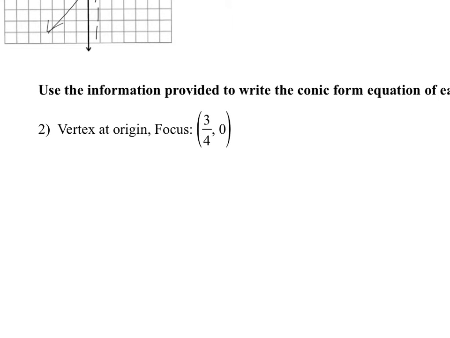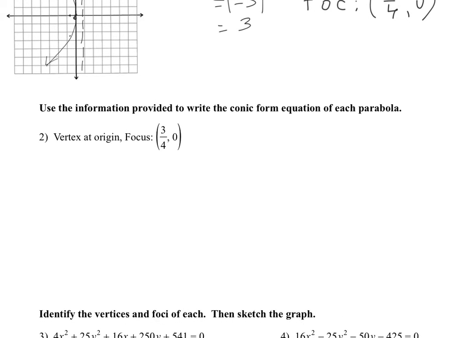Okay, so for question 2, it says use the information provided to write the conic form equation of this parabola. Vertex is at the origin. The focus is 3/4, 0. So the focus is on the x-axis. That makes this another horizontal parabola.